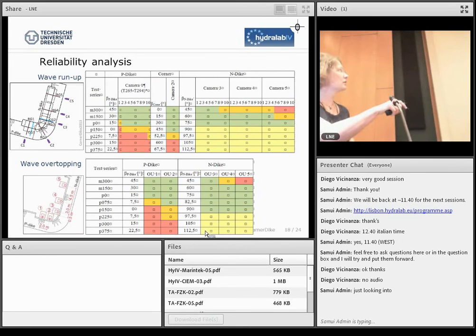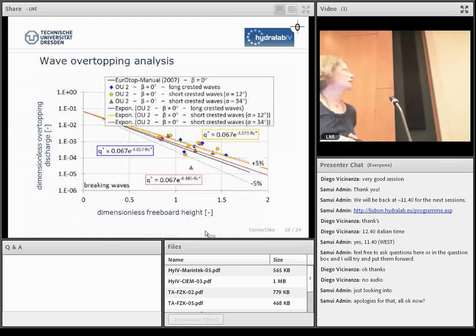We had to compare our results, of course, to former investigations. This is an example for the overtopping. The black line is the EurOtop manual formula, and our tests here are the reference tests with perpendicular wave attack for long and short crested waves, and it fitted quite well.